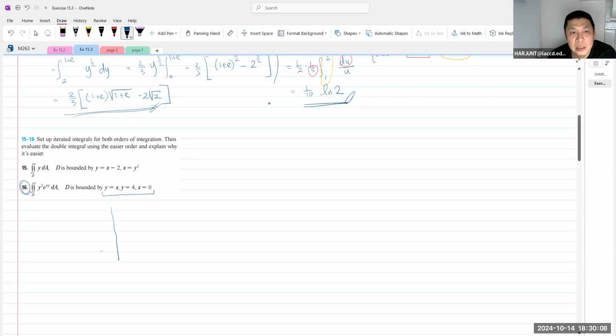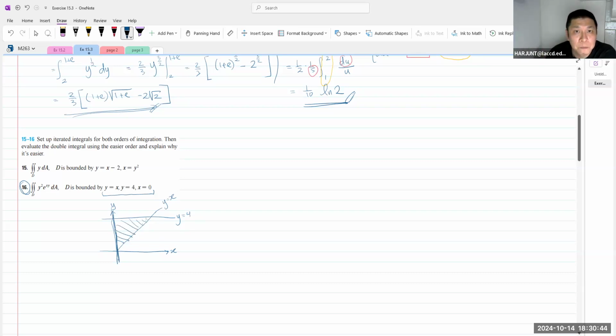The x equals 0, that's the y-axis. And then y equals 4. So if this is the x-axis, this is the y-axis. This is y equals 4. And then y equals x. This is y equals x. So the domain of integration is this triangle here.